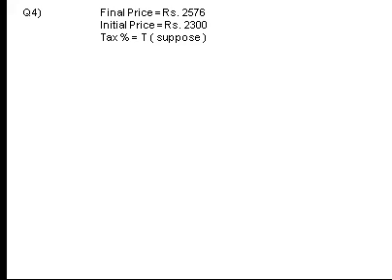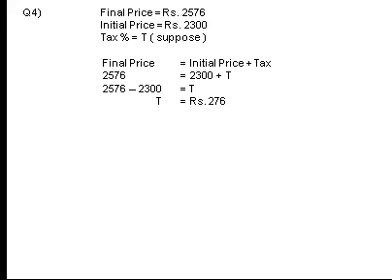Moving on to the next question. The next question which I have taken is question number 4, wherein the final price is given, the initial price is given and the tax percent has to be calculated. So first of all, we are going to calculate the tax by using the formula final price is equal to initial price plus tax. Substituting the values in here, we are going to find the value of tax in terms of rupees. Now to calculate the tax percent, the formula is tax percent is equal to tax upon initial price into 100.